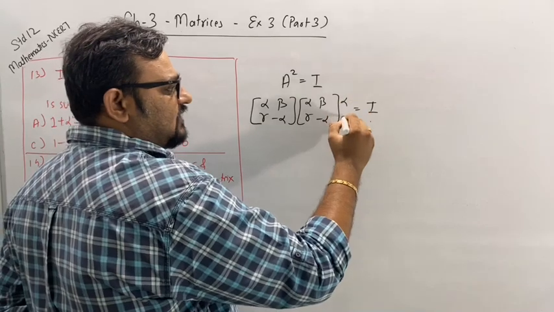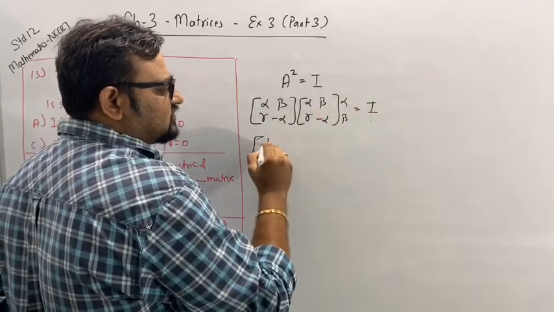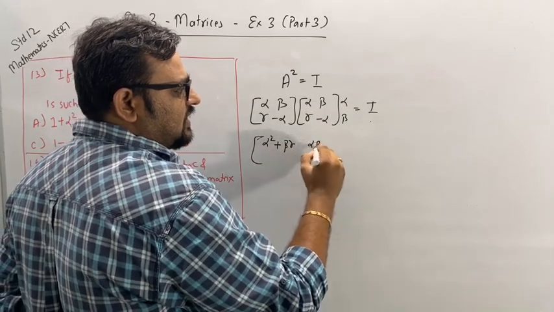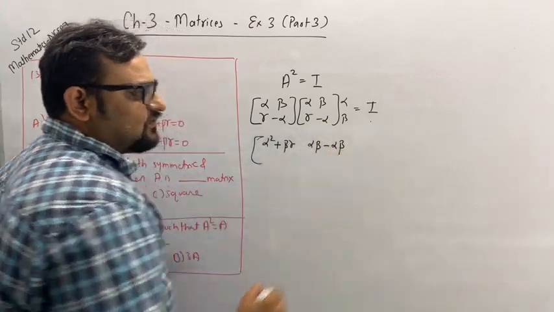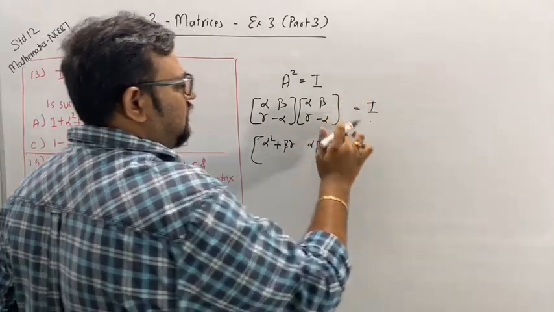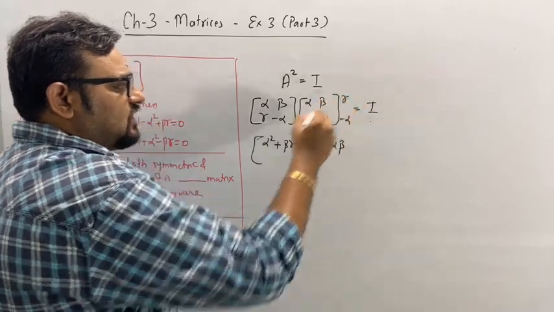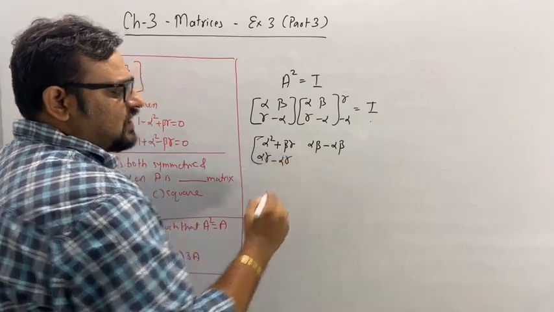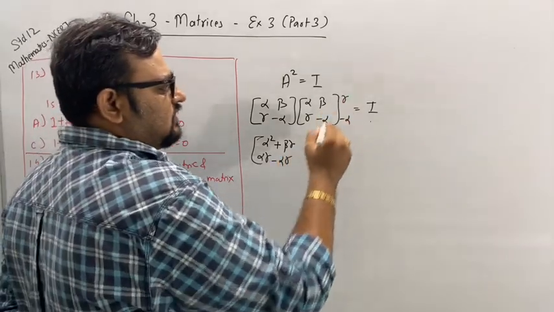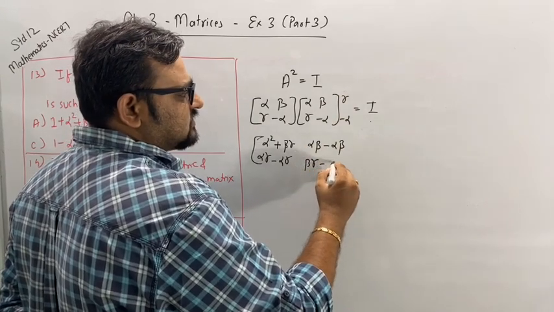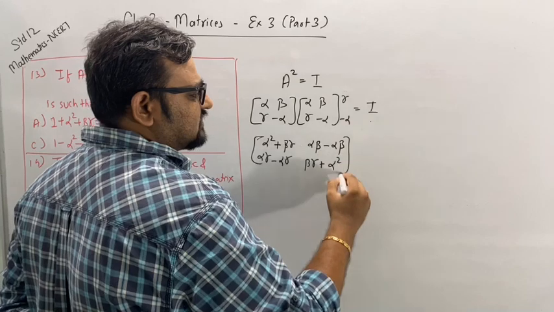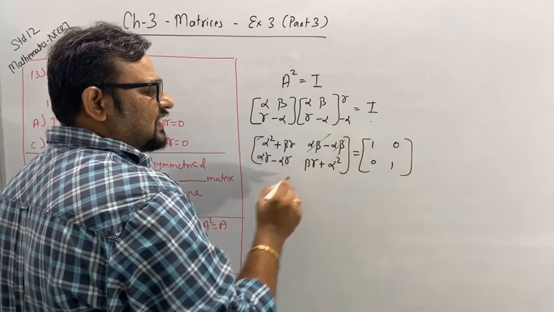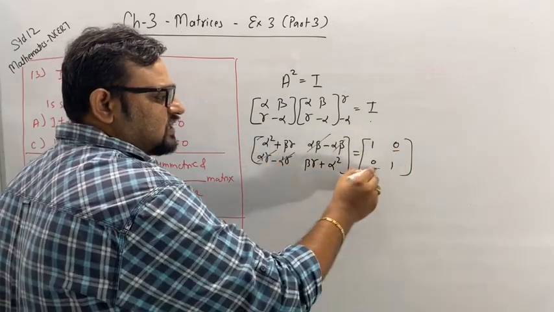Let's multiply. First row: alpha square plus beta gamma, alpha beta minus alpha beta. Now second row, gamma and minus alpha: alpha gamma minus alpha gamma, and beta gamma plus alpha square. So this will be [1 0; 0 1]. Now we know this will get cancelled, 0, and this will get cancelled, 0.